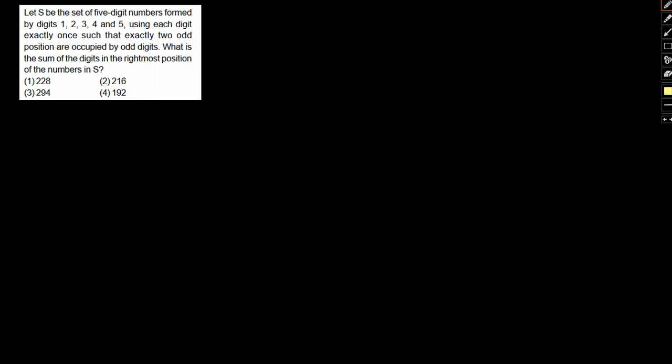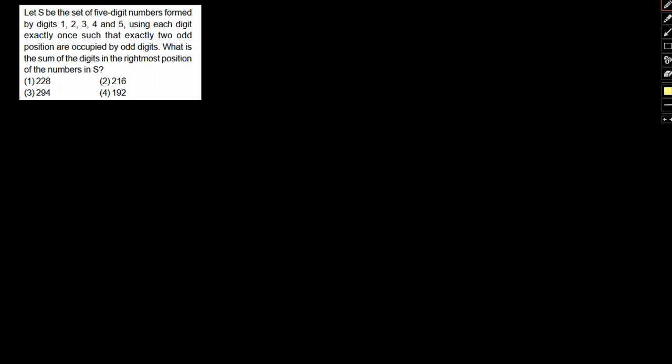Let S be the set of 5-digit numbers formed by the digits 1, 2, 3, 4 and 5, using each digit exactly once, such that exactly two odd positions are occupied by odd digits. What is the sum of the digits of the rightmost position of the numbers in S? Okay, so let us try and solve this question.